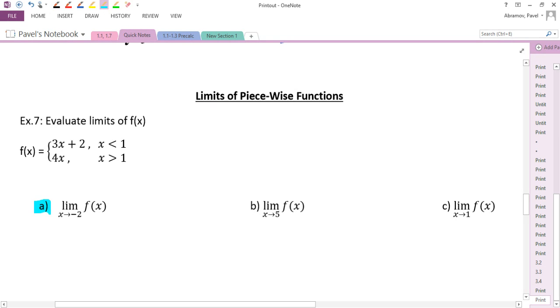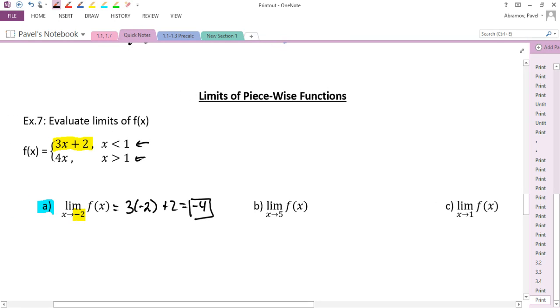The first one, part A, wants us to find the limit of our function f of x as x approaches negative 2. The first thing we need to decide is which piece of the f of x function we have to use. Are we using the top piece or the bottom piece? That depends on the x value that we're approaching. We are approaching negative 2. Negative 2 is clearly less than 1, therefore we're using the top piece. We do not need to use the bottom piece at all. The bottom part, the 4x, doesn't even exist when x is negative 2. So all we do is substitute using the top piece: 3 times negative 2 plus 2. We get negative 6 plus 2, which is negative 4.